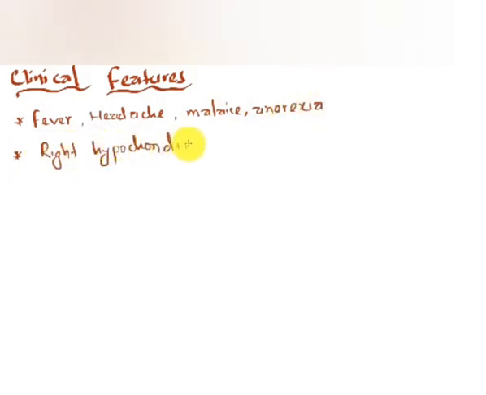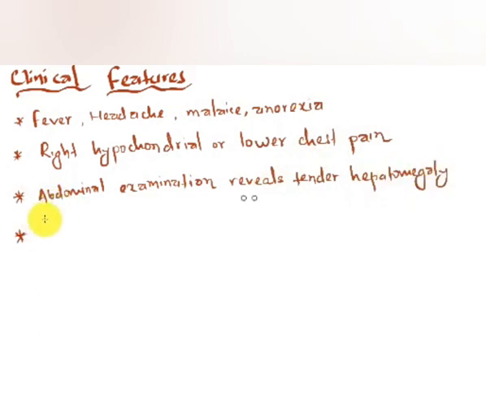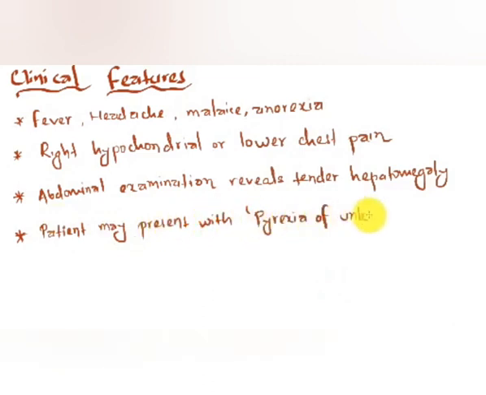Talking about the clinical features, general manifestations include fever, headache, malaise, anorexia, and right hypochondrial or lower chest pain. Abdominal examination reveals tender hepatomegaly, which can present with abdominal guarding or rebound tenderness. The patient may present with pyrexia of unknown origin.